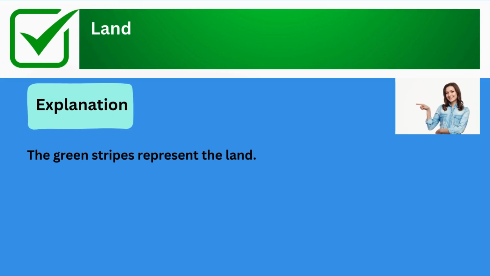The correct answer is land. Explanation: the green stripes represent the land.